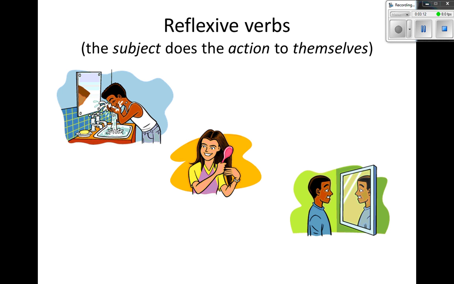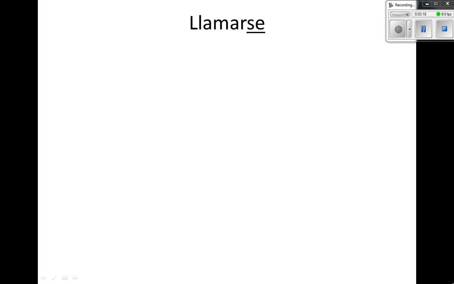Now, I told you that you've already done this. You did this in 7th grade. Take a look at that verb llamarse. You learned this in 7th grade to say, my name is Mary. Me llamo Mary. Well, this verb llamarse doesn't really mean my name is. It means to call oneself. So in Spanish, when we say me llamo Mary, it really means I call myself Mary.